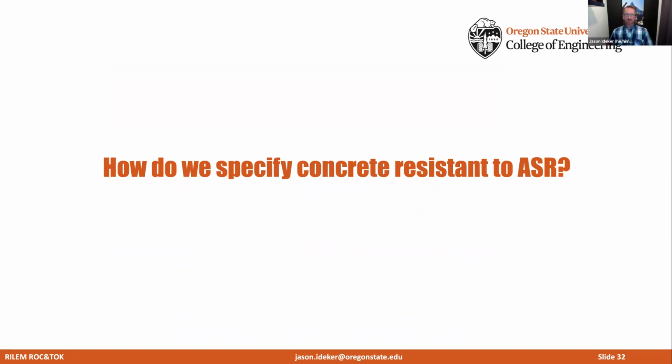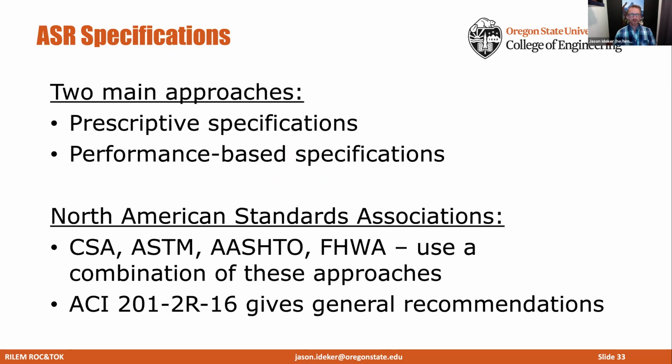So this sort of brings us into, how do we specify concrete that is resistant to ASR? There's really two main approaches: either a prescriptive approach, where you tell someone use 30% fly ash based on this particular aggregate reactivity level, and you should prevent the reaction from happening, or a performance-based approach, where you tell someone to run a test method, run the concrete prism test or run the accelerated mortar bar test to determine how much of a prevention level you need.